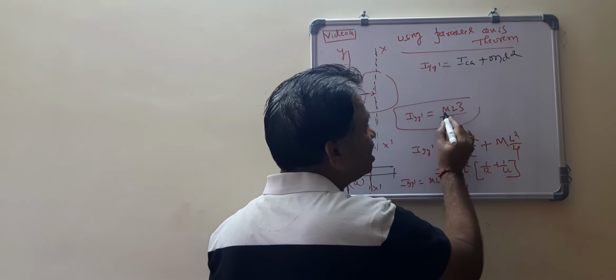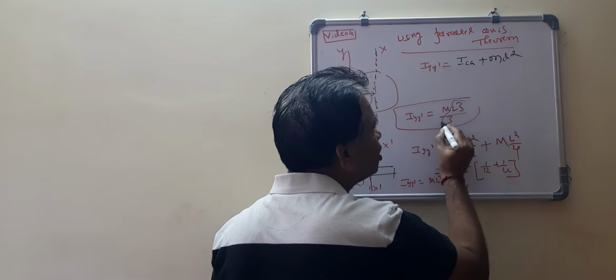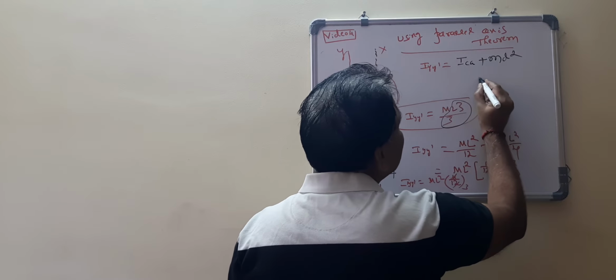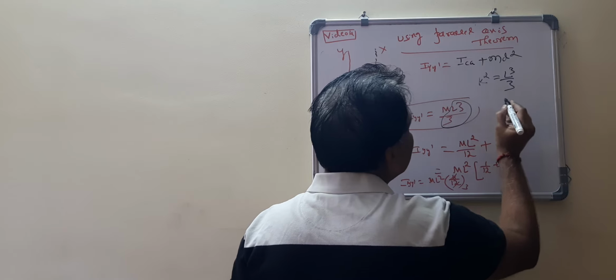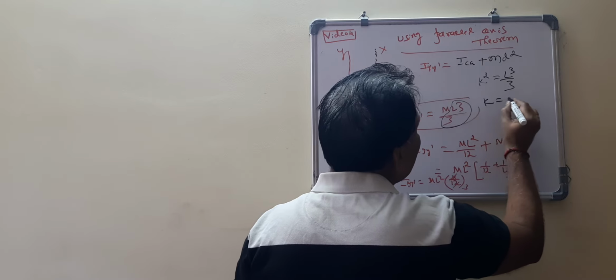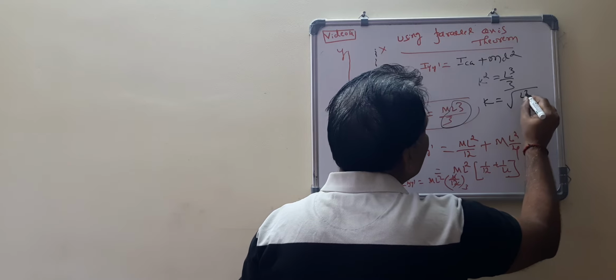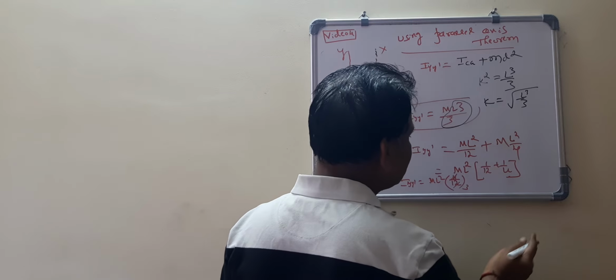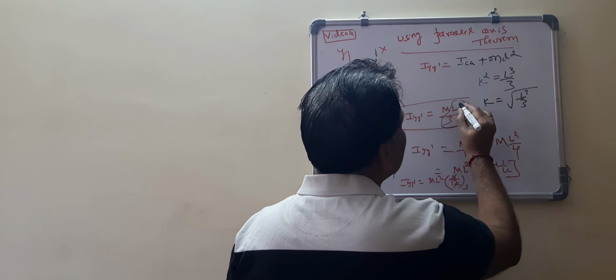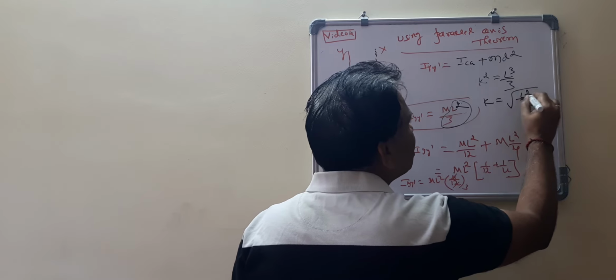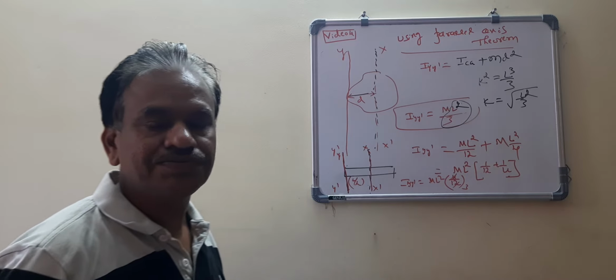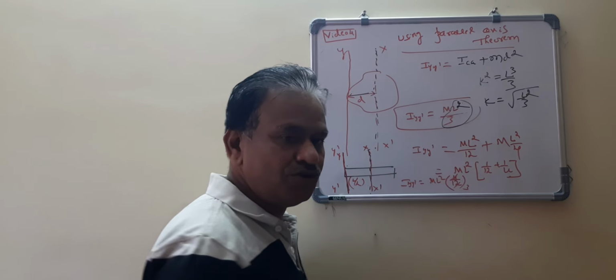And what is the radius of gyration? I told you, except for mass, whatever the term is, K square equal to L square by 3. Therefore K equal to square root of L square divided by 3. I made a mistake here: not cube, it is L square.